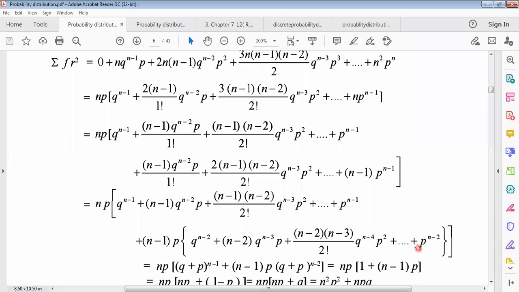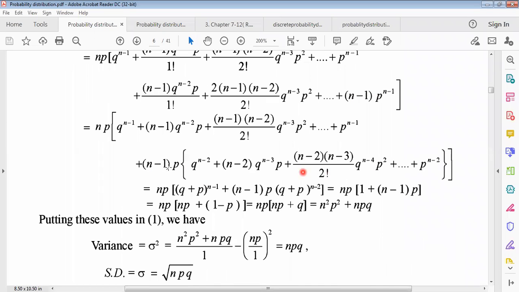After multiplication we get this, and minus 1 into p into this. Observe that this is actually the binomial series for the (n minus 1)th power. So this can be written as (q plus p) whole to the power n minus 1, and this series is also a binomial series. So this series can be represented as (n minus 1) into p, times (q plus p) whole to the power n minus 2, because the highest power is n minus 2.